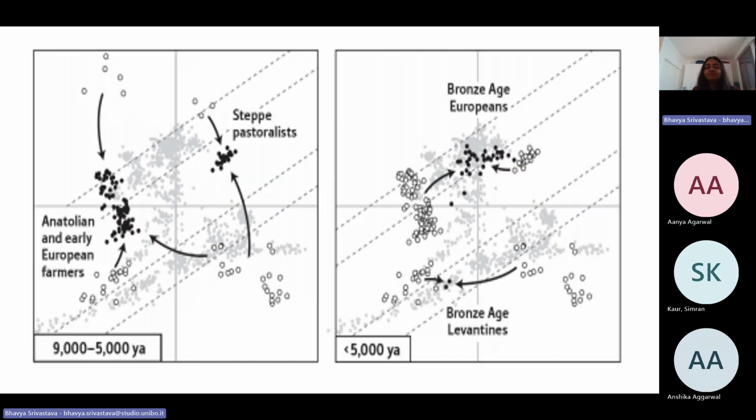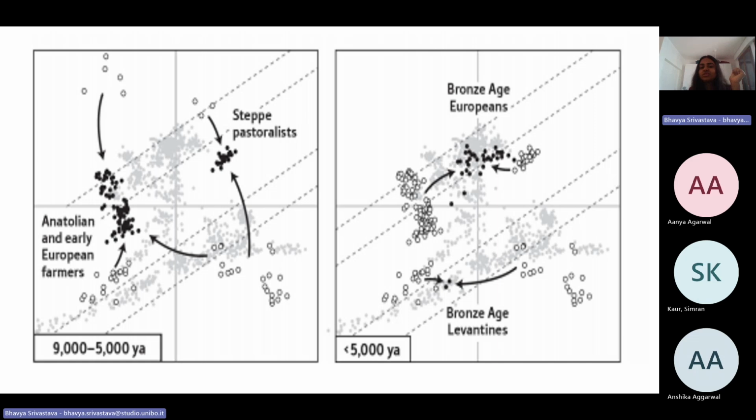So, in this graph, you see the black dots, not the gray dots. The gray dots are the present-day population, but the black dots are the ancient population. When they were plotted, it was shown that around 10,000 or 9,000 years ago, as you can see from here, the European farmers actually showed a lot of similarity or affinity towards the Near Easterners.